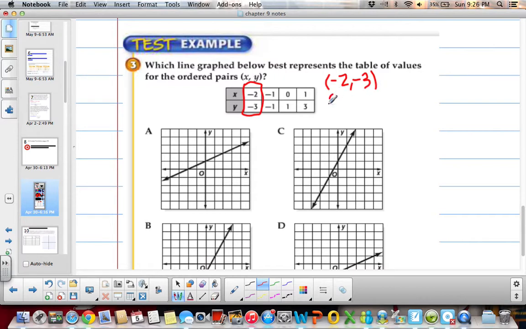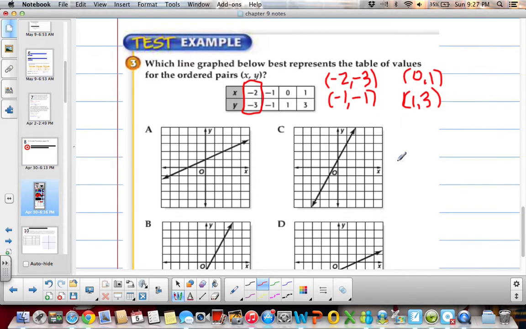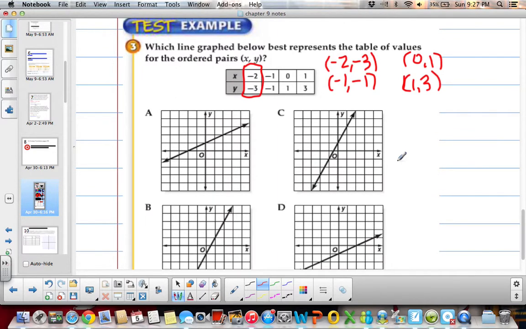Okay, another point then would be negative 1, negative 1. We also have 0, 1, and then 1, 3. Okay, so it's asking us which graph represents this table of values. Well, we can take any one of these points and find it on each graph. First, we want to make sure that at least one of the points is on the graph.